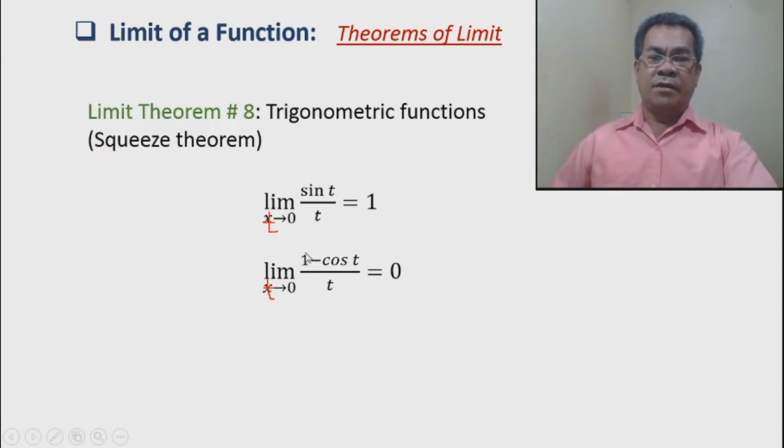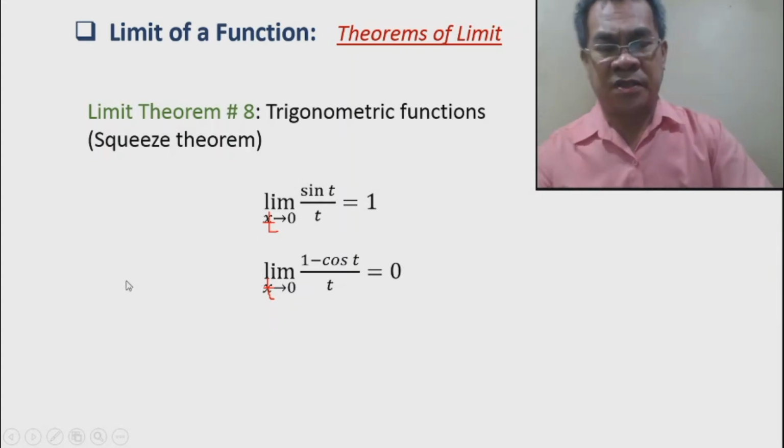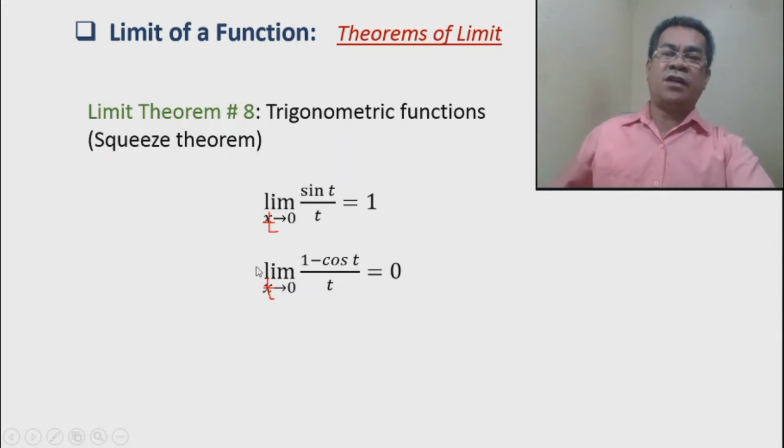Then if we have 1 minus cosine of the angle t, all over t, and t approaches 0, then this will become 0. So these are special theorems, and this is very useful, especially if we are deriving the derivative of cosine, the derivative of sine, and so on. And there are other applications of the squeeze theorem, usually in the derivation process. Okay, so we will reserve this idea. Do not forget this formula.